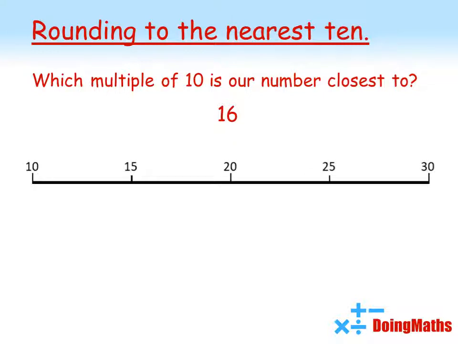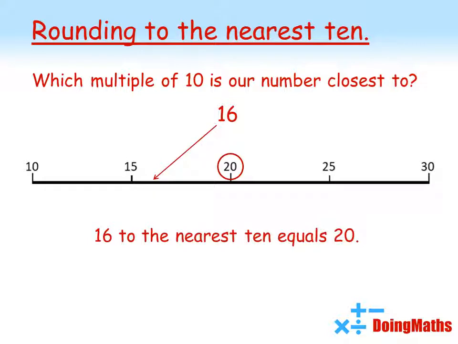So here's a number line to help us. So 16 would be there on the number line, in between 10 and 20. We can see quite clearly that it's closer to 20 than it is to 10. So to the nearest 10, 16 would round to 20.